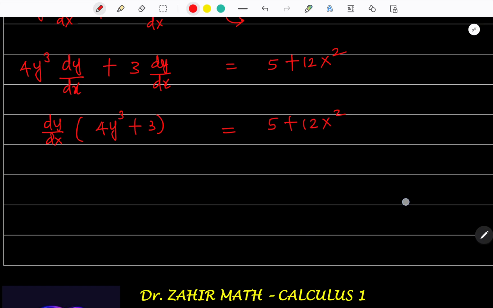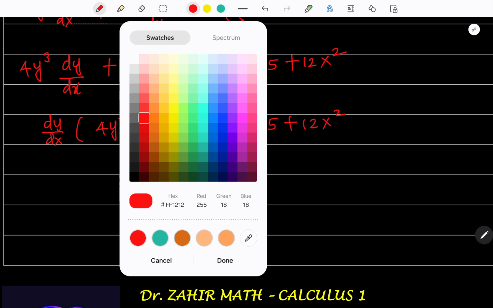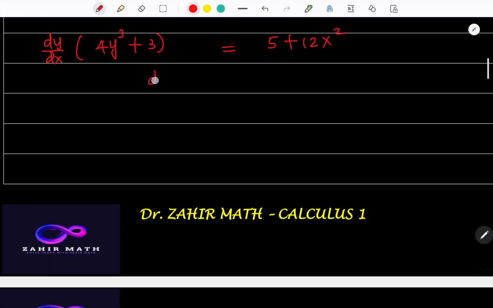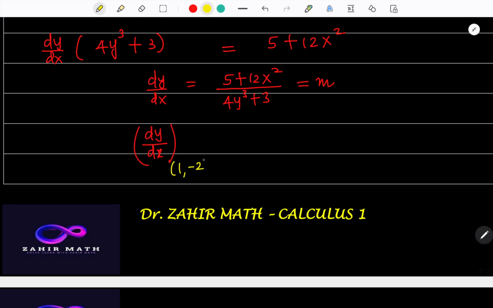Now what I'm going to find out? I'm going to find out dy by dx. So dy by dx is equal to 5 plus 12x squared divided by 4y cubed plus 3. This is your slope m. But now they ask, slope is a number, right? So they are asking the slope at the point (1, -2). So dy by dx you are going to find at the point (1, -2).